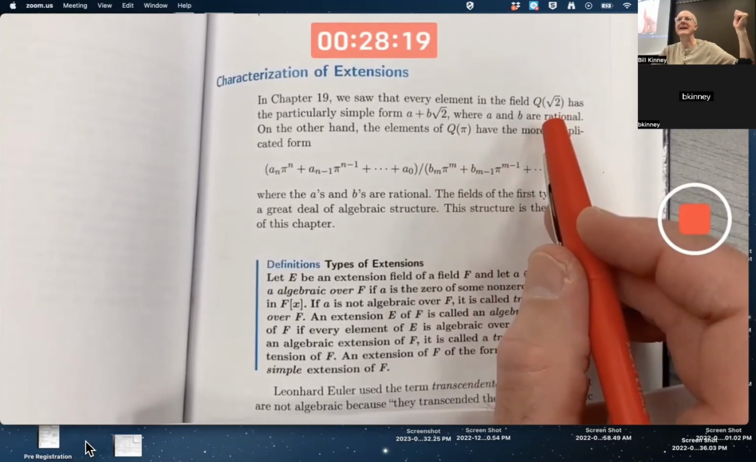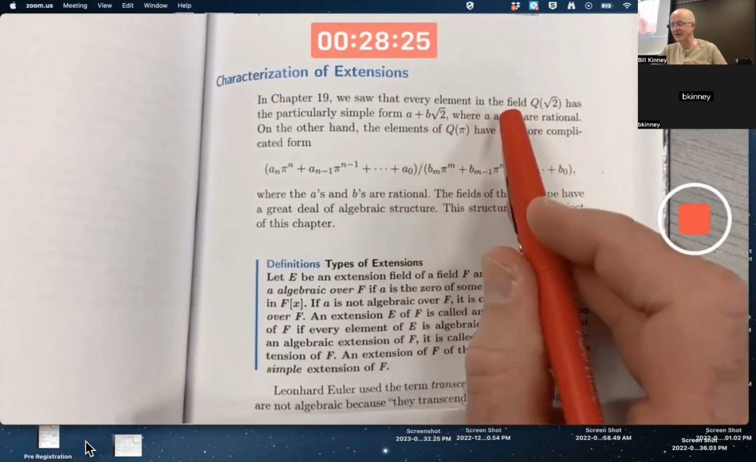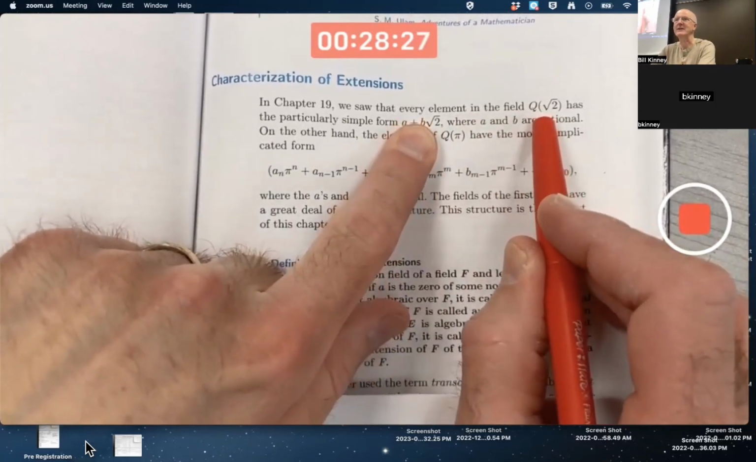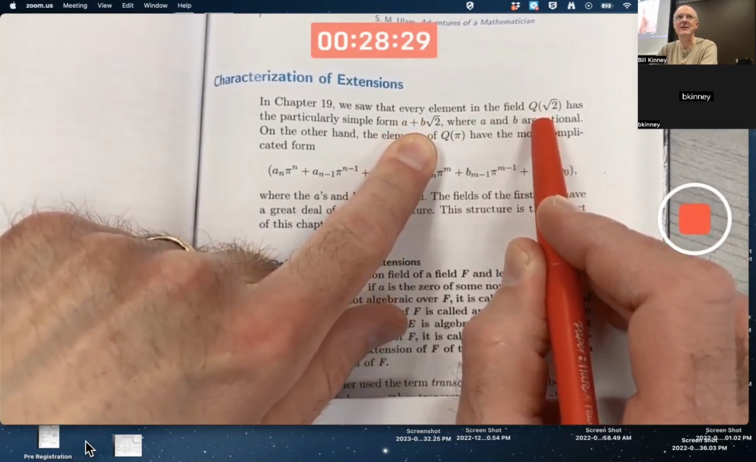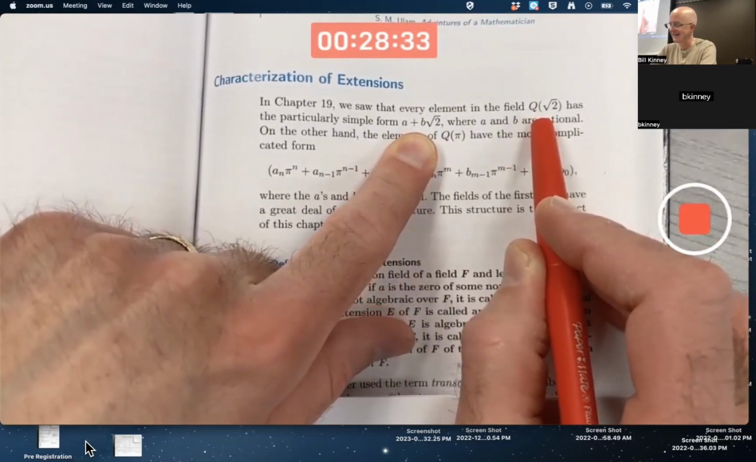Yeah, we want to focus on algebraic extensions, especially simple ones like this, right? Isn't this starting to feel, this example here starting to feel simple relative to the rest of everything you're reading? Help.